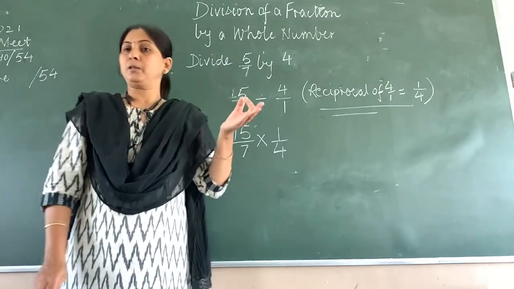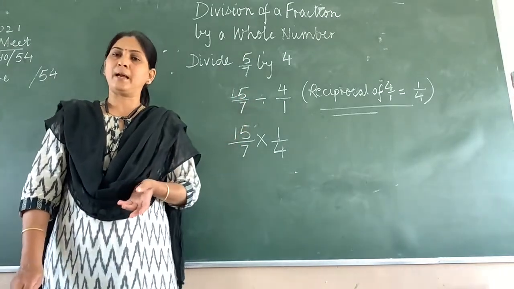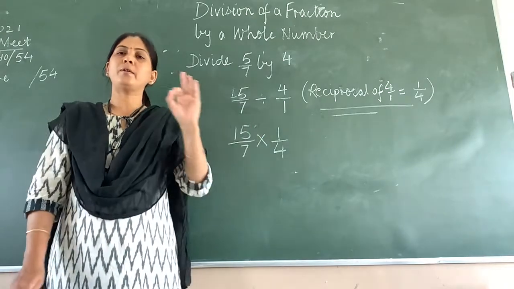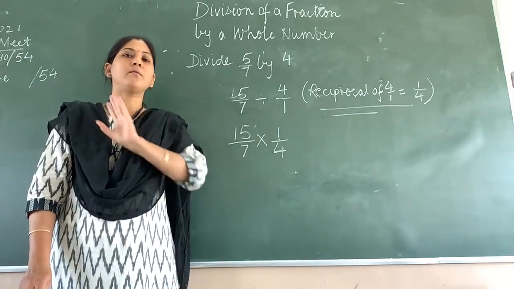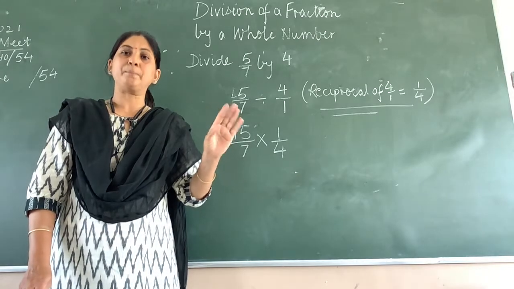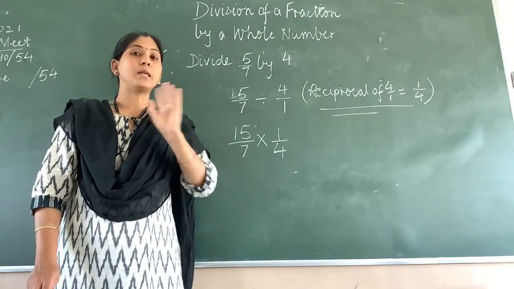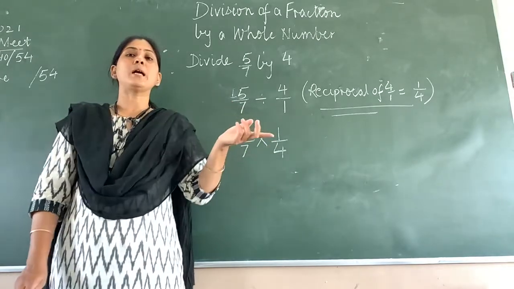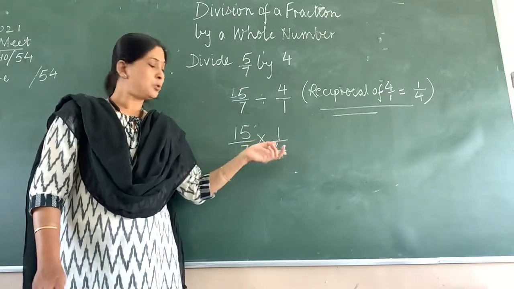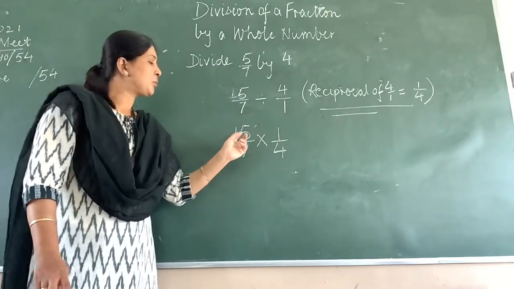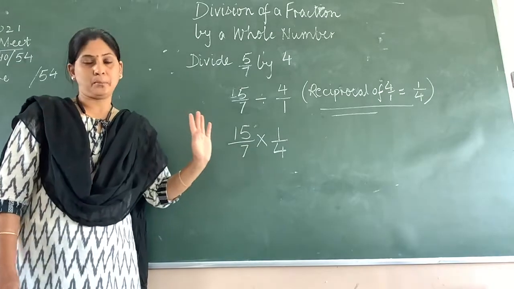Now you have learned how to multiply fractions. Whenever we multiply fractions, we do not take out the denominator, we do not take out the LCM. Instead of taking out the LCM, what do we do? We reduce the numerator and denominator.